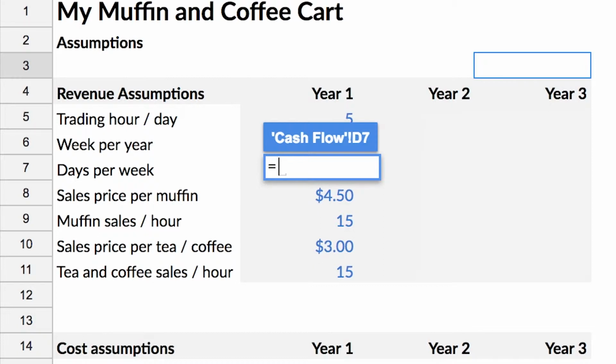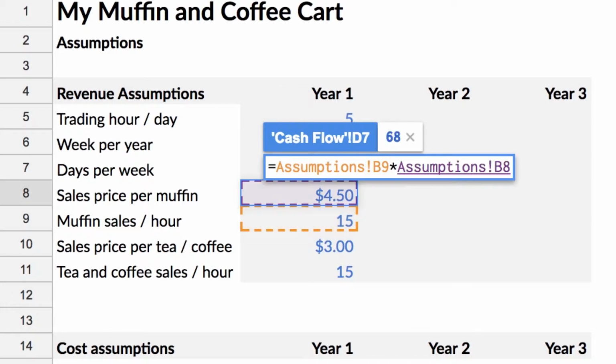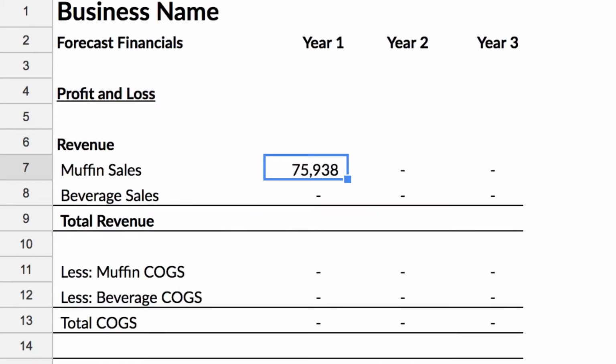But we know we're going to sell 15 muffins an hour times $4.50 per muffin. And we know we're going to be operating 5 hours a day. And we're going to be operating 45 weeks a year. And we're going to be operating 5 days a week. So once we do that calculation, we get muffin sales of about $76,000 each year.